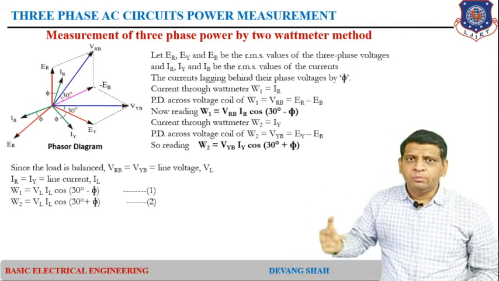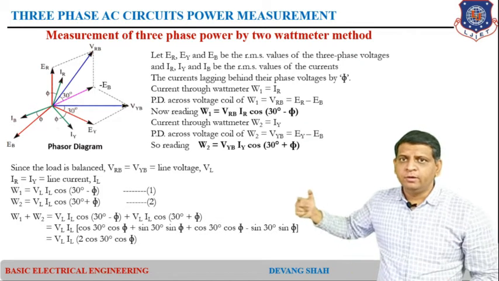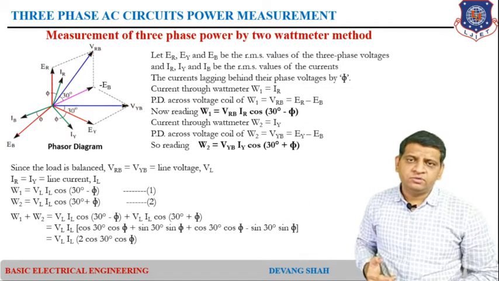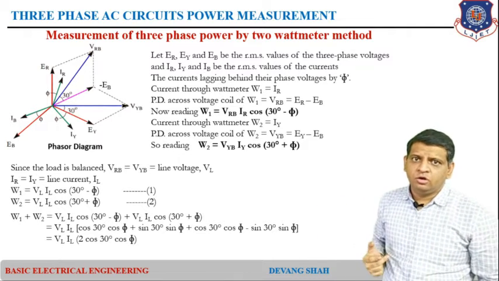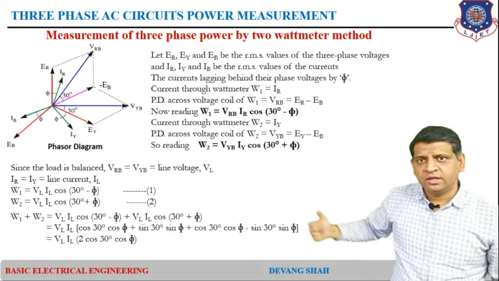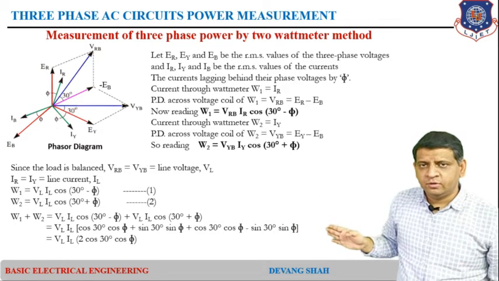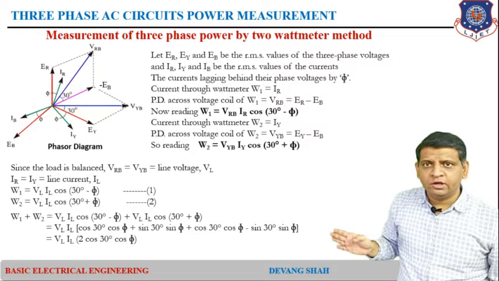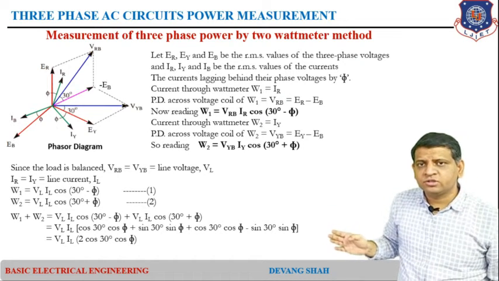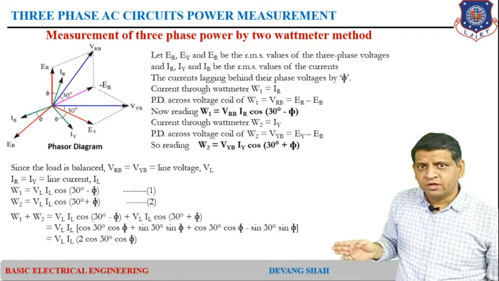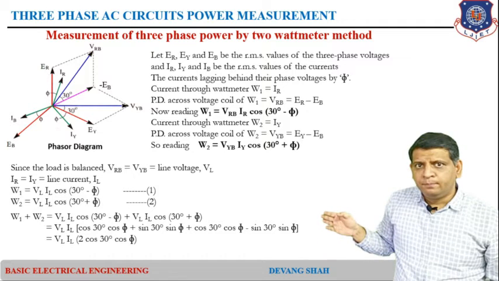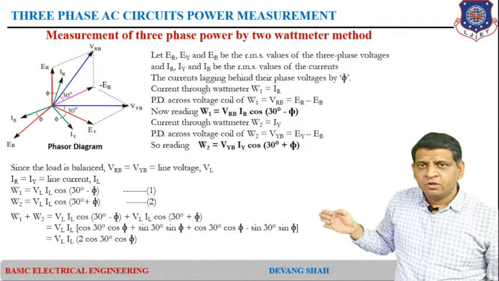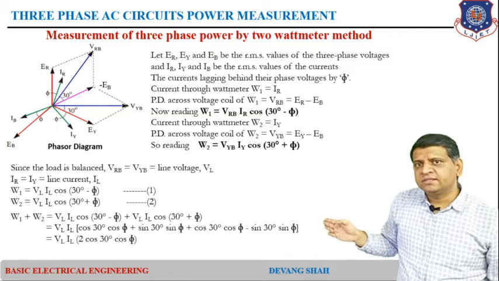Now, you take the summation of these two equations, and you will be able to find the total power, which is nothing but root 3 times VL into IL cos phi, right. So, W1 plus W2 is equal to VLIL cos(30 minus phi) plus VLIL cos(30 plus phi). Now, here you are taking cos plus cos. So, the complete equation is VLIL in bracket, cos 30 cos phi plus sin 30 sin phi plus cos 30 cos phi minus sin 30 sin phi.